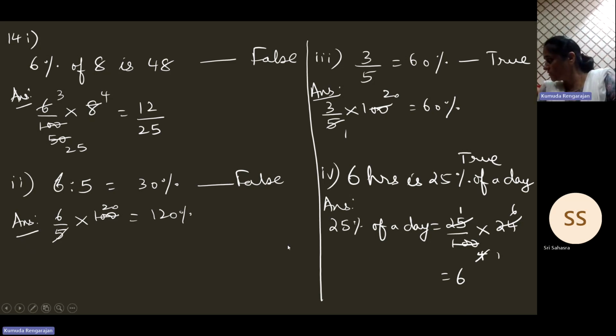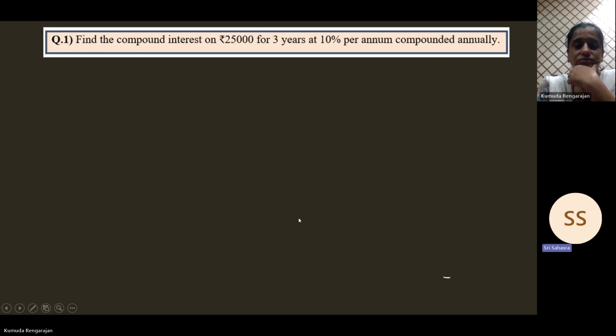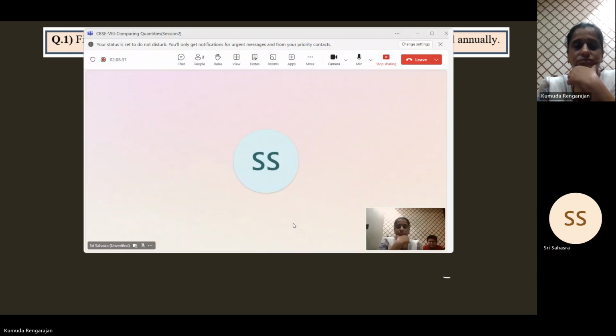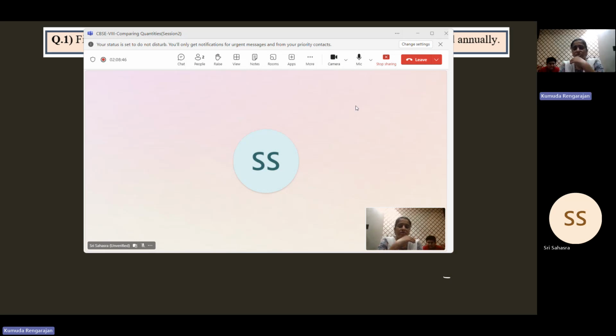Let's check your work. Please wait. Srijit and Sahasra, you have to complete your work and share the images on WhatsApp. Srijit isn't here. Okay. So, Sahasra, check your answers, and wherever you've gone wrong, please work out the correct answer and share the images with me on WhatsApp by tomorrow. All right? Okay, ma'am.